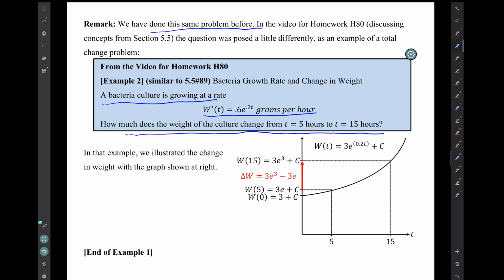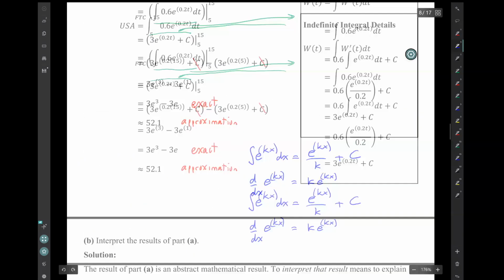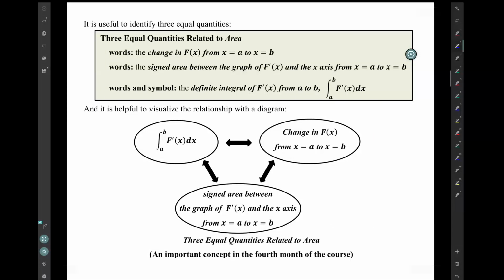Now, in that example, we were being asked to make a different connection, or the connection in a different order. That is, we were being asked to find this change in weight of the bacteria culture. We had to make the connection that that is computed by integrating the growth rate, W prime.